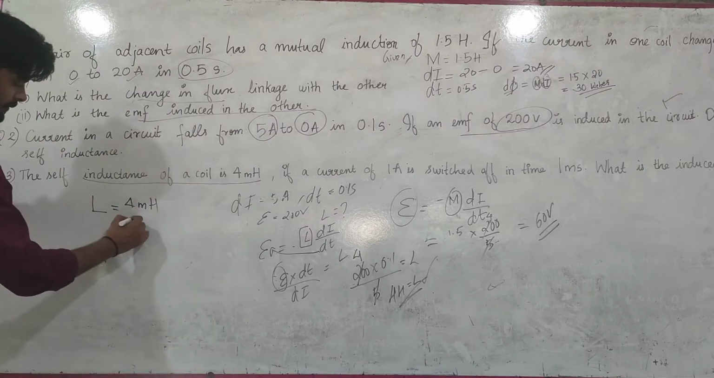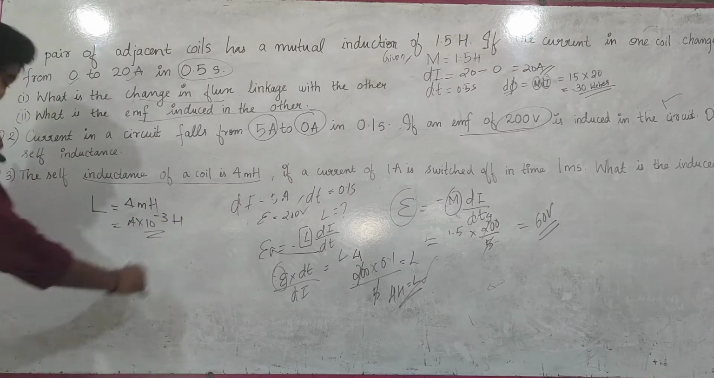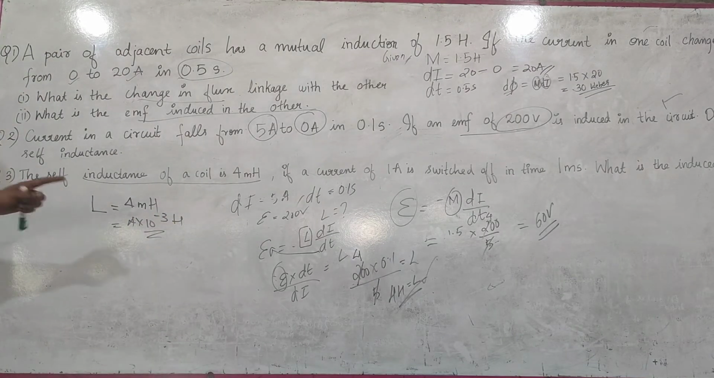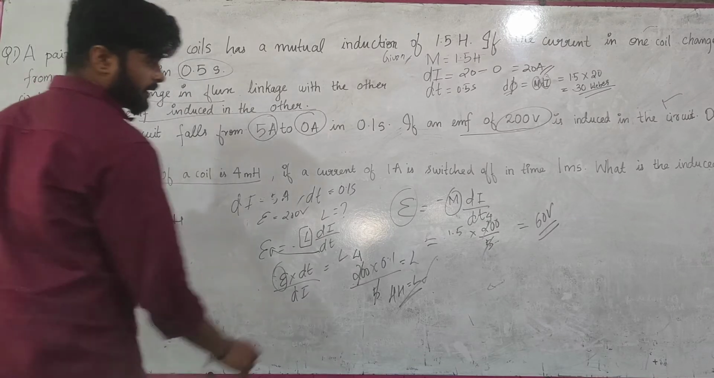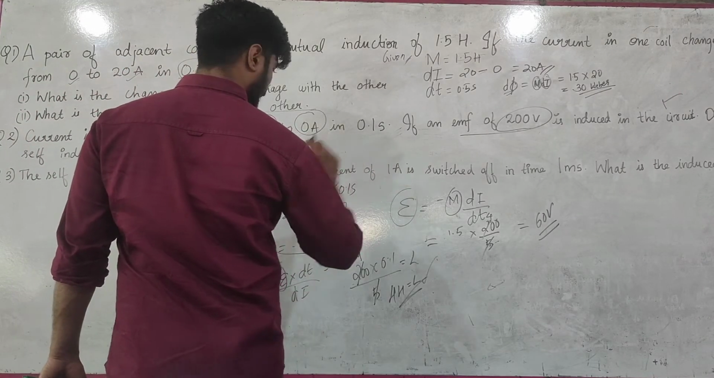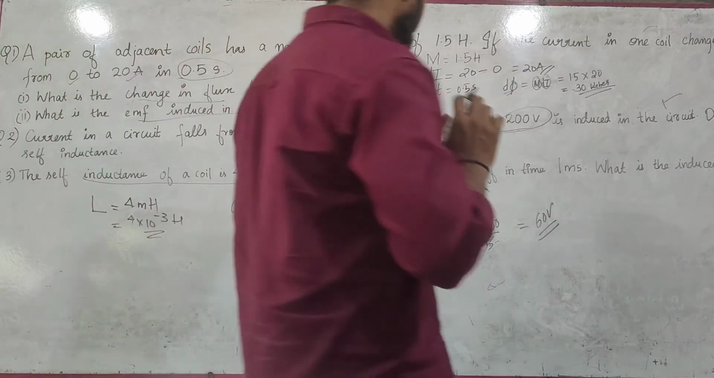4 millihenry, which is 4 into 10 to the power minus 3 Henry, right? Milli is 10 raised to minus 3. You have to convert it into SI units. So 4 into 10 to the power minus 3 Henry. If a current of 1 ampere is switched off in time 1 millisecond.